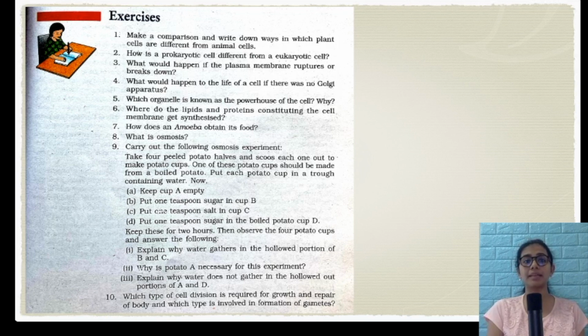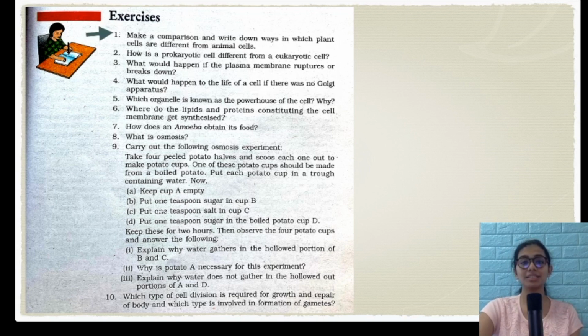First is, make a comparison and write down ways in which plant cells are different from animal cells. So here basically you have to differentiate between plant cells and animal cells. Bring to your mind the pictures, the diagrams. If it is asked for as a 3-mark question, you'll obviously need to draw the diagrams as well. We have been looking at the diagrams in all the videos that I have uploaded so far on the fundamental unit of life. So bring those to your mind and then compare. This is basically the summary of the whole chapter, right?